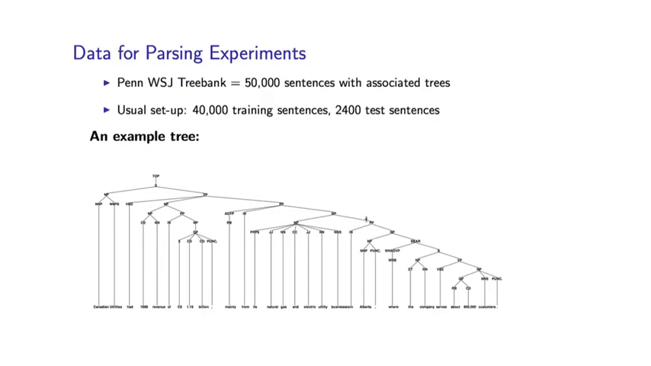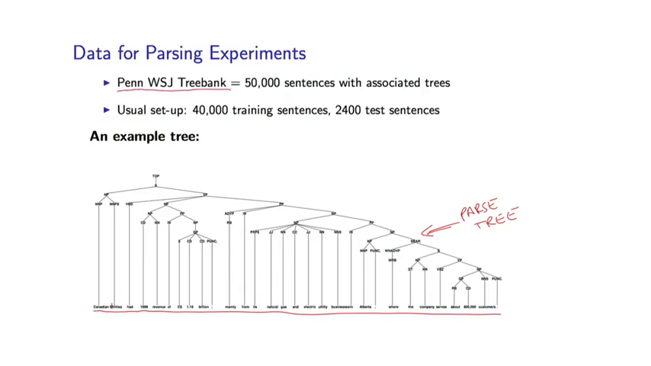As it turns out, we're again going to treat the parsing problem as a supervised machine learning problem. And so we're going to assume that we have training data consisting of sentences paired with their underlying parse tree. So here I actually have a parse tree. This is one example taken from a resource called the Penn Wall Street Journal Tree Bank.